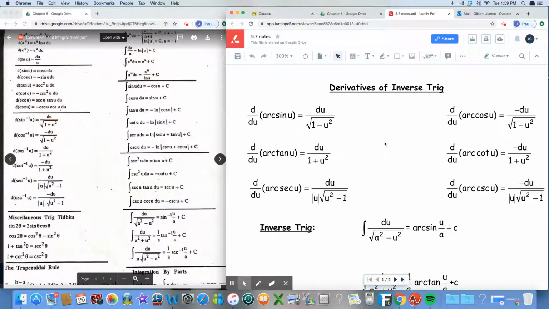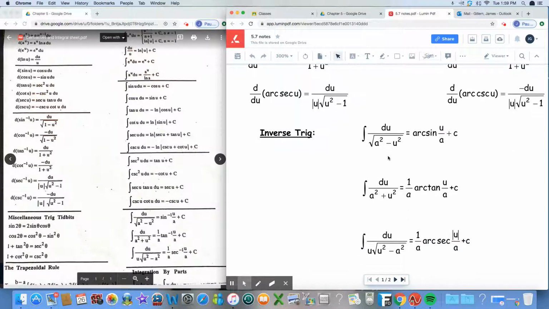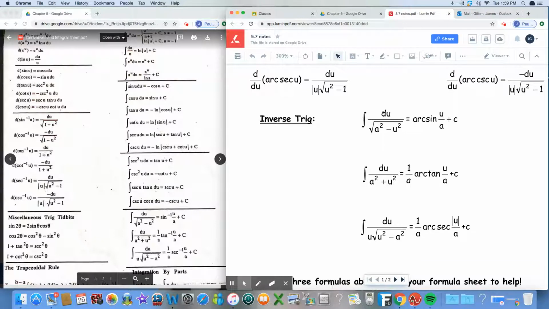All right. So those are the derivatives we did. We have three more things right here. And this is the integrals. Okay. All of this is going to be equal to arc sine. All of this is going to be arc tan. All of this is going to be arc secant. Okay. Now, how are we going to do this?